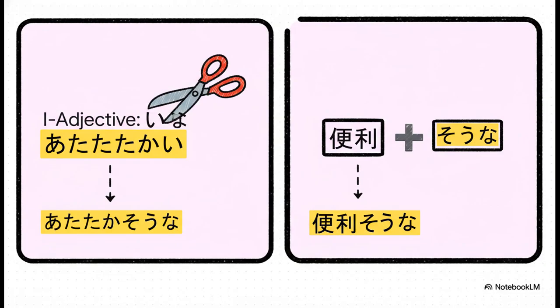When you see them side by side like this, it just kind of clicks, doesn't it? For the adjective atatakai, meaning warm, you can see that the i totally disappears. But for the na-adjective, benri, nothing gets removed at all. It's just a direct connection. And that simple little difference is really the only thing you need to remember to get both of them right.